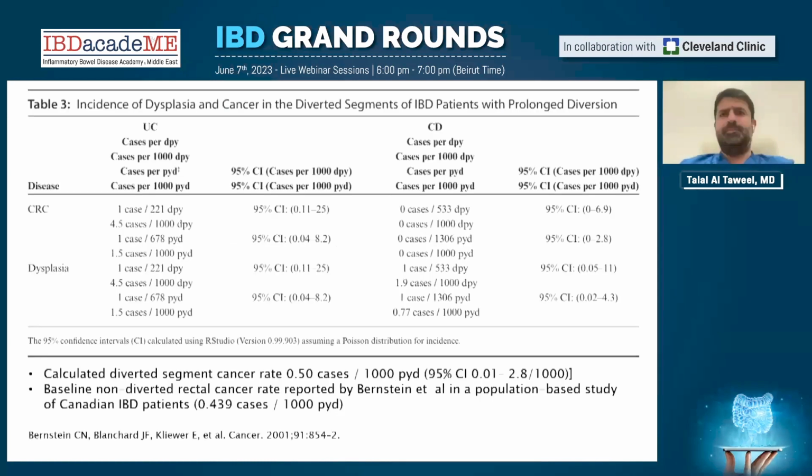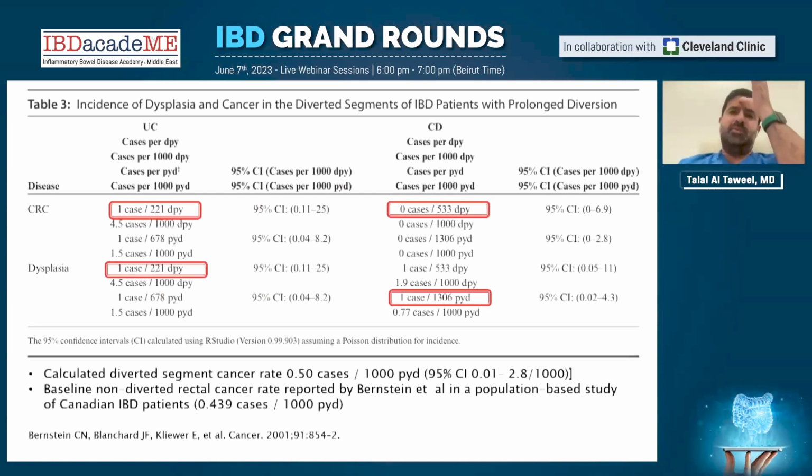So next slide, please. Click again for the animation. If you look at their data, what was interesting is that in their entire cohort, there was only one case of cancer, seen in a patient with ulcerative colitis, and there were no cases of cancer in their Crohn's patients with diverted cases. In terms of dysplasia, there were 2 cases, one in ulcerative colitis and one in Crohn's disease.